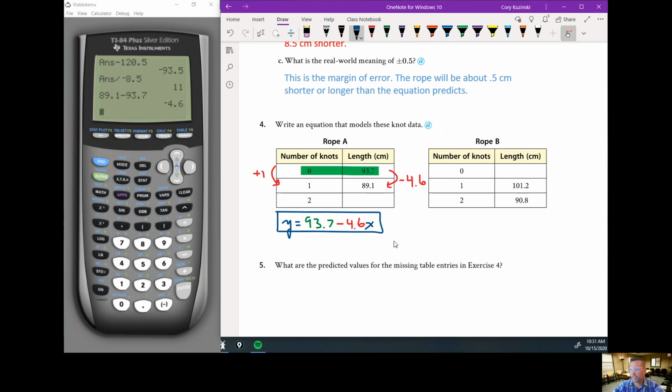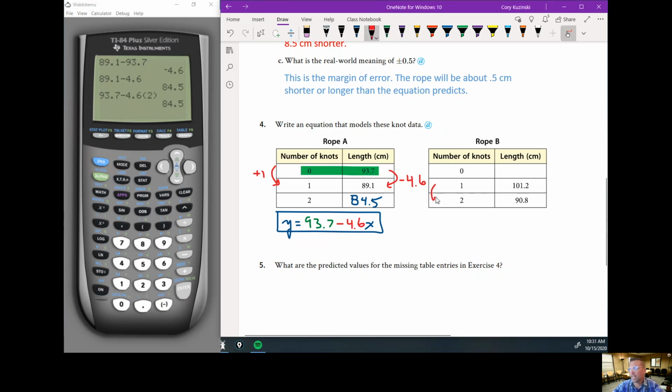And I think we'll go ahead and just do number 5 here right now while we're talking about this one. It says fill in the rest of the table. There's a couple things you could do. You could just take 89.1 and subtract another 4.6, and that gives us 84.5. Or you could use your newfound equation, 93.7 minus 4.6, and then put 2 in for our input, and that'll give you 84.5 as well. All right, moving on to rope B.